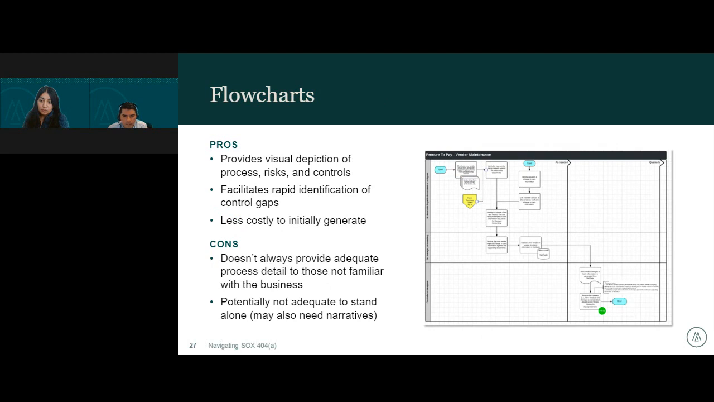Next common documentation method, flowcharts. It's a visual depiction, includes the risks, controls, and in between that, some steps of the process. It's generally less costly to prepare. And some of the cons are, though, that this can be complicated to understand if you are not familiar with the process. And also that this will not potentially stand alone. You may also need some narratives to support some of these processes.